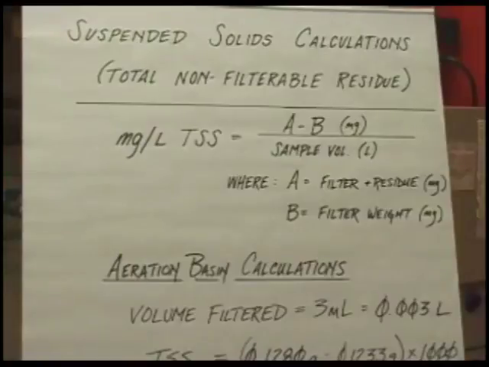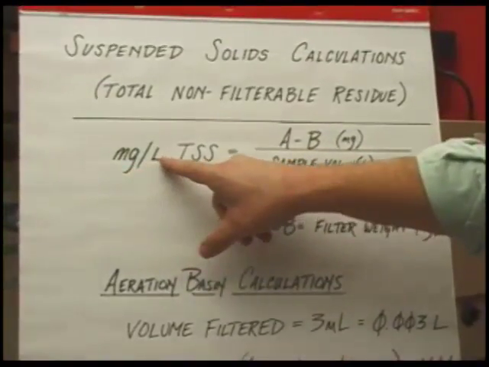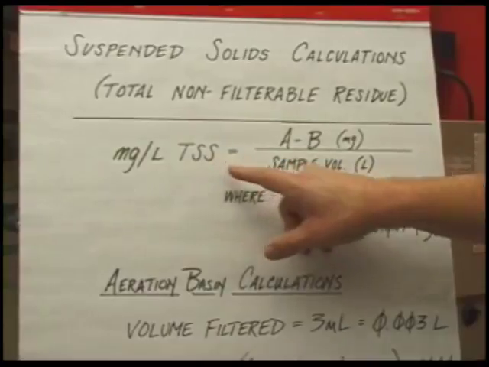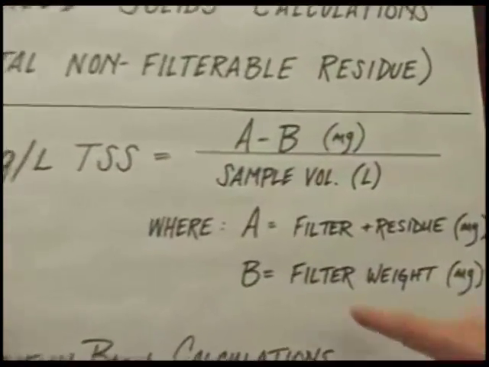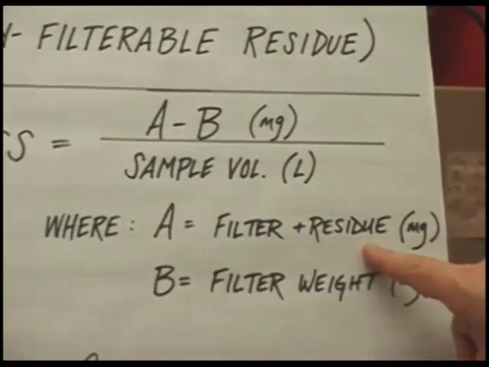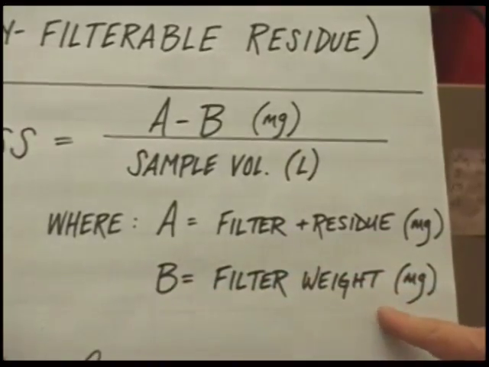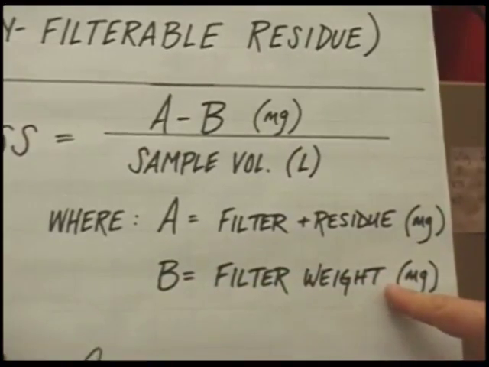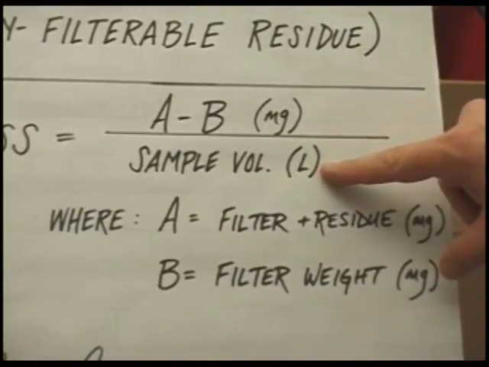The calculations for suspended solids, otherwise known as total non-filterable residue, is very straightforward. To determine the milligrams per liter total suspended solids, we simply take A minus B. In this case, A represents the weight of the filter plus the residue after the filtration, and B was the original weight of the filter itself. We divide by the sample volume in liters.